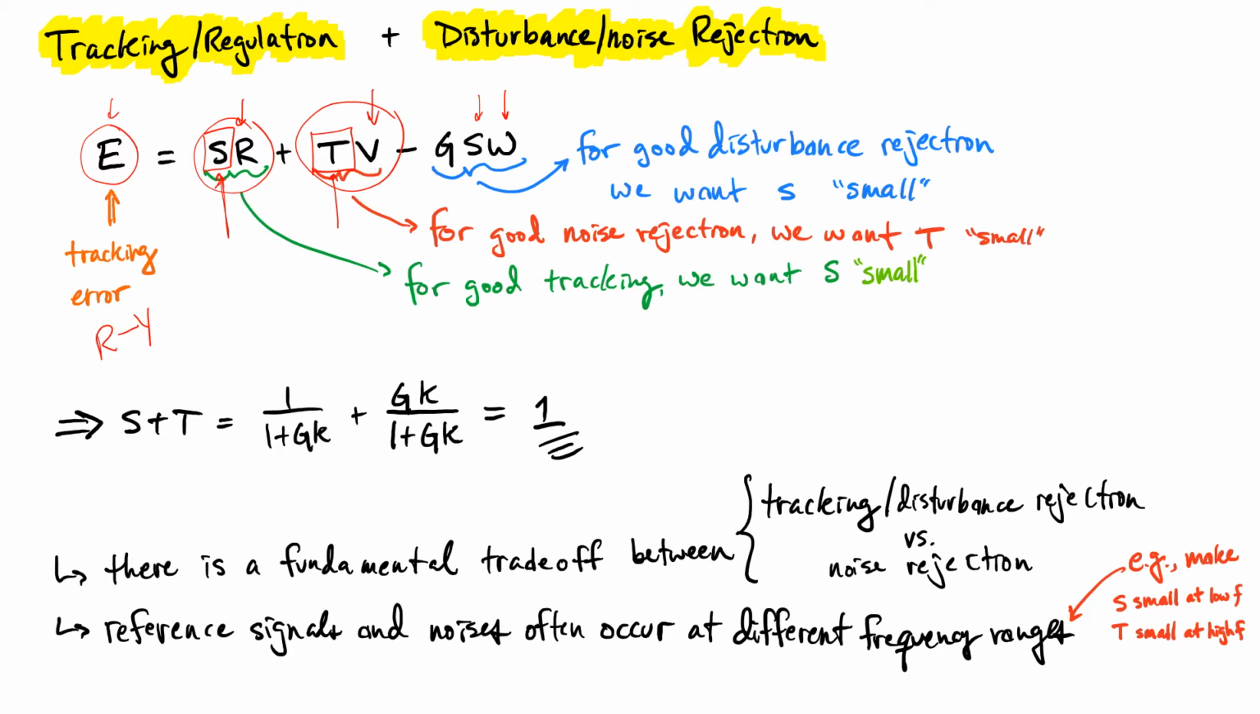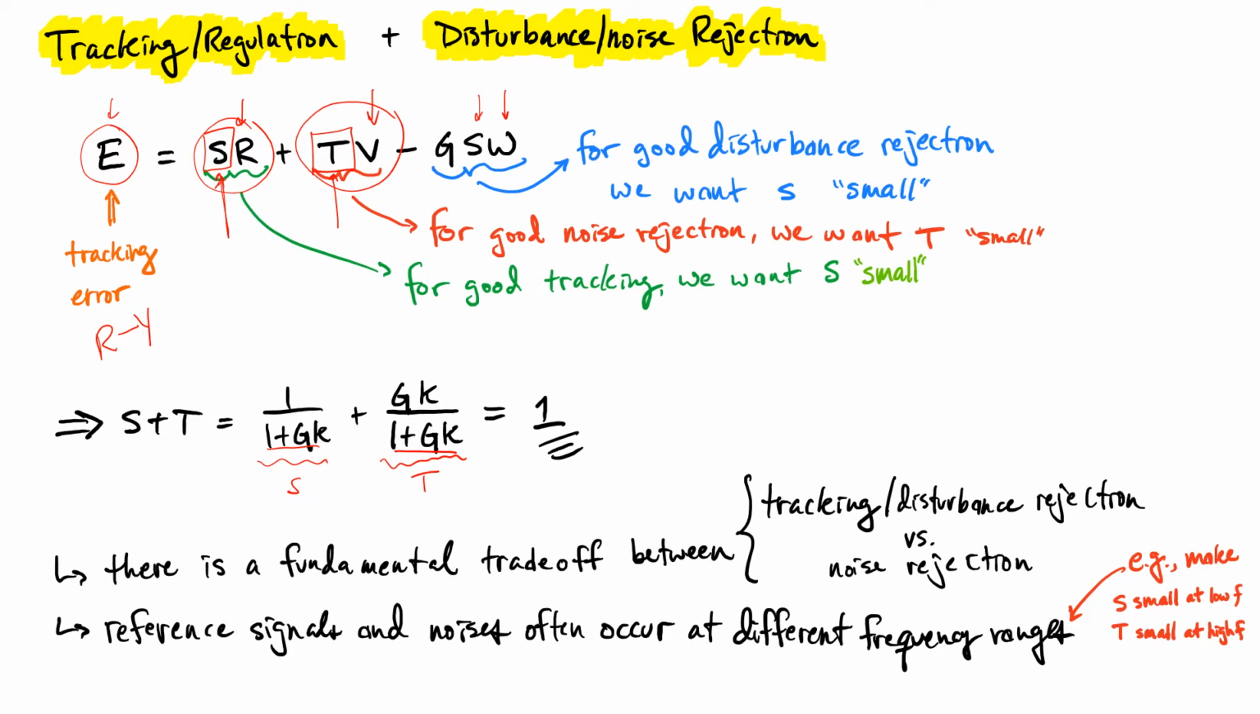One of the things that we observed, though, is that in our generic diagram, this was our closed-loop transfer function S, and this was our closed-loop transfer function that we called T. What we observed is that their sum had to be equal to 1. You get this by adding; these have common denominators, so you just add the numerators and get 1 plus GK over 1 plus GK, which is 1.